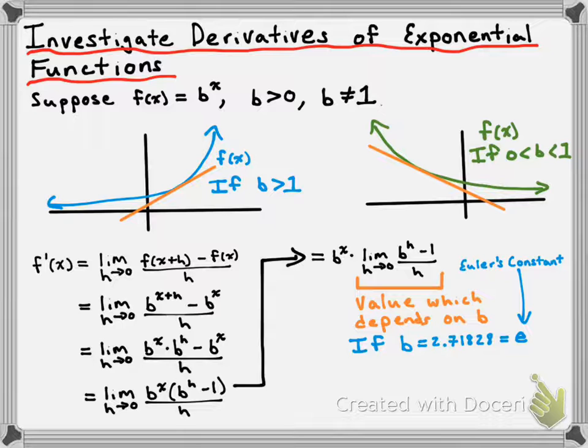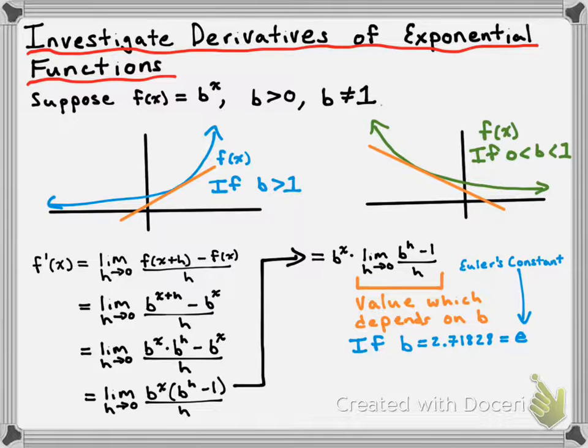Now, by the way, that special number b, 2.71828, has a special name. It's called Euler's constant, and we actually have a special symbol for it. When you're working with pi, you obviously use the Greek letter pi to represent it. When you're working with Euler's constant, we use just the lowercase letter e. So that's Euler's constant, and it's approximately equal to 2.71828.